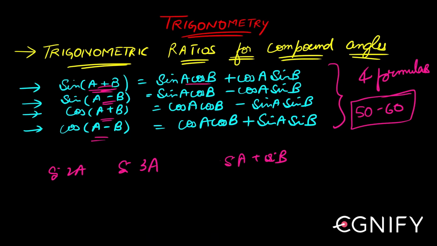Sine A plus B is equal to sine A cos B plus cos A sine B. Sine A minus B is equal to sine A cos B minus cos A sine B, right? Now cos A plus B.